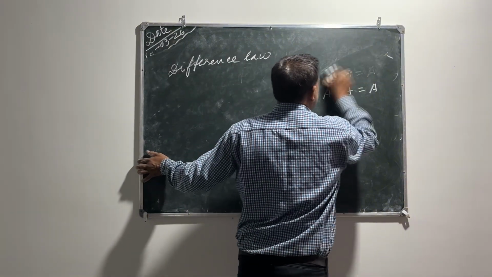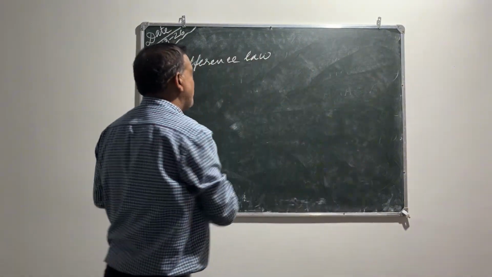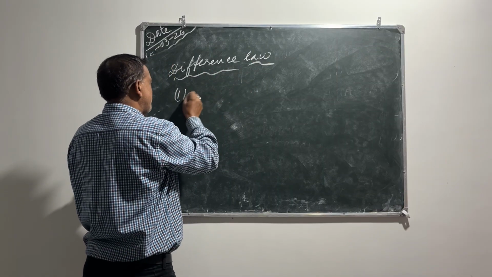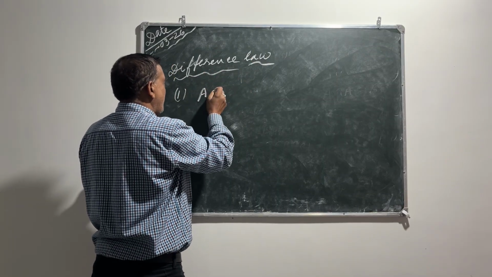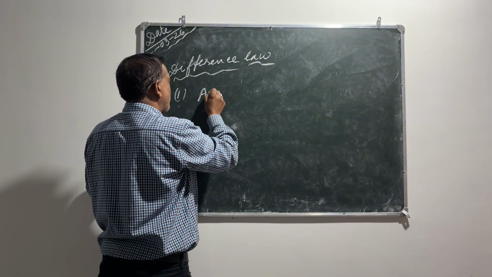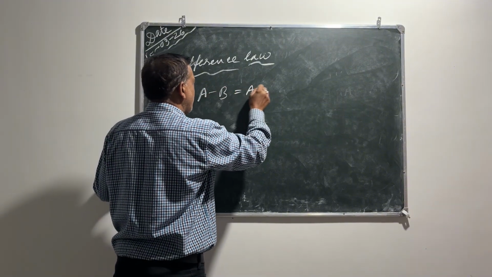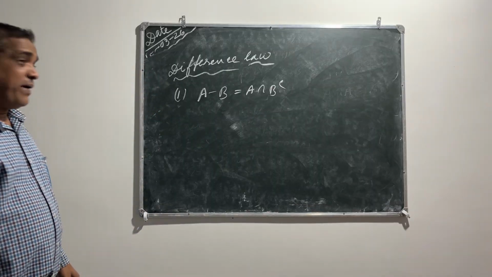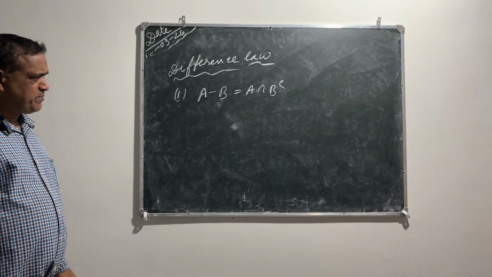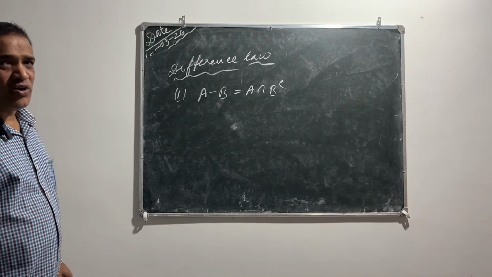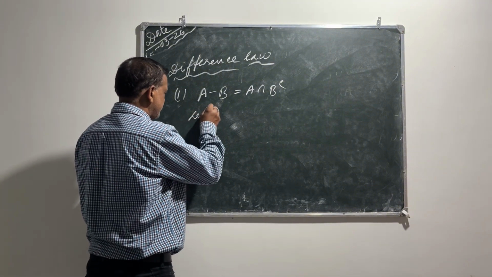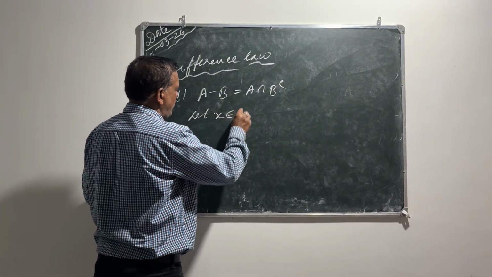These are very important. Sometimes this case can come in the exam. So that is A minus B equal to A intersection B complement. A minus B equal to A intersection B complement. That is called the difference law. So let X belongs to A minus B.